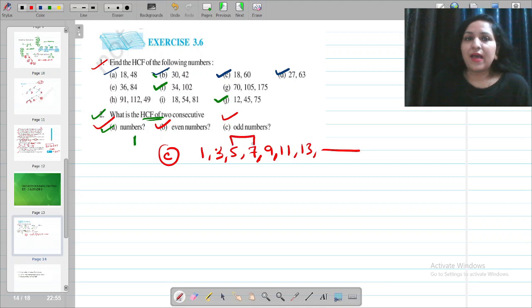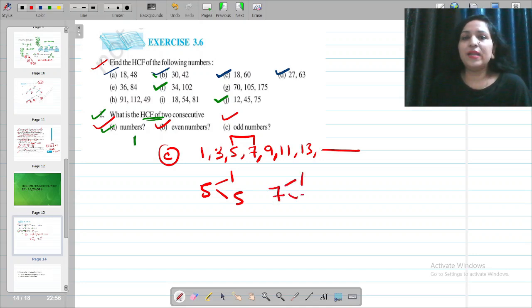If I pick 5 and 7, what are the factors of 5? 1 and 5, it being a prime number. Factors of 7: 1 and 7. Again, it's a prime number. Which number is common in both? Only 1. So what is the highest common factor? That is 1.